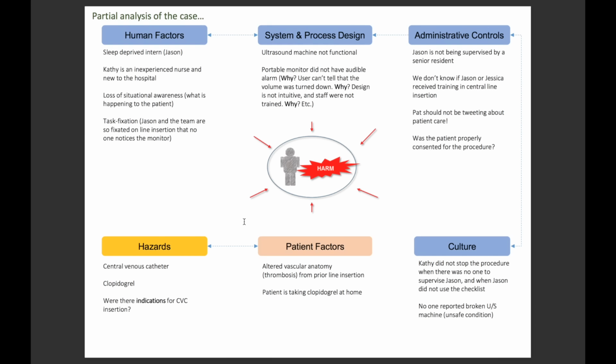Was there indication? A lot of times we say we do things, but are there clear indications for it? Could he have got a peripheral line? Did he need a central line? Patient factors: thrombosis from a prior line insertion that could have been known. The patient was taking Plavix at home. And culture.